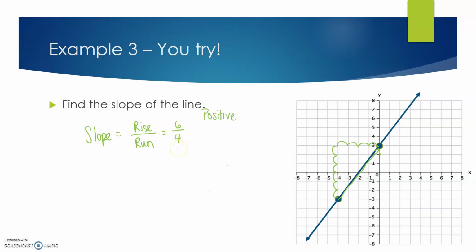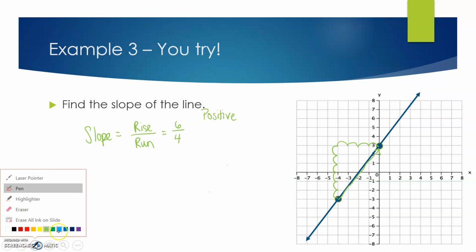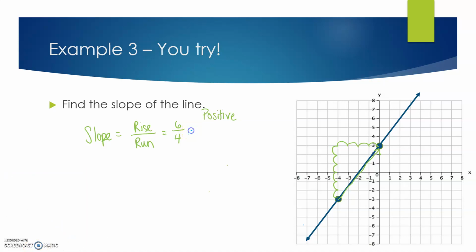So then it's good that I got 2 positive numbers. Is this my final answer though? Remember, we always need to see, is there anything that we can divide by? And in this case, there is. We can divide by 2. And when we divide by 2, we get 3 over 2. And that is our slope in simplest form.